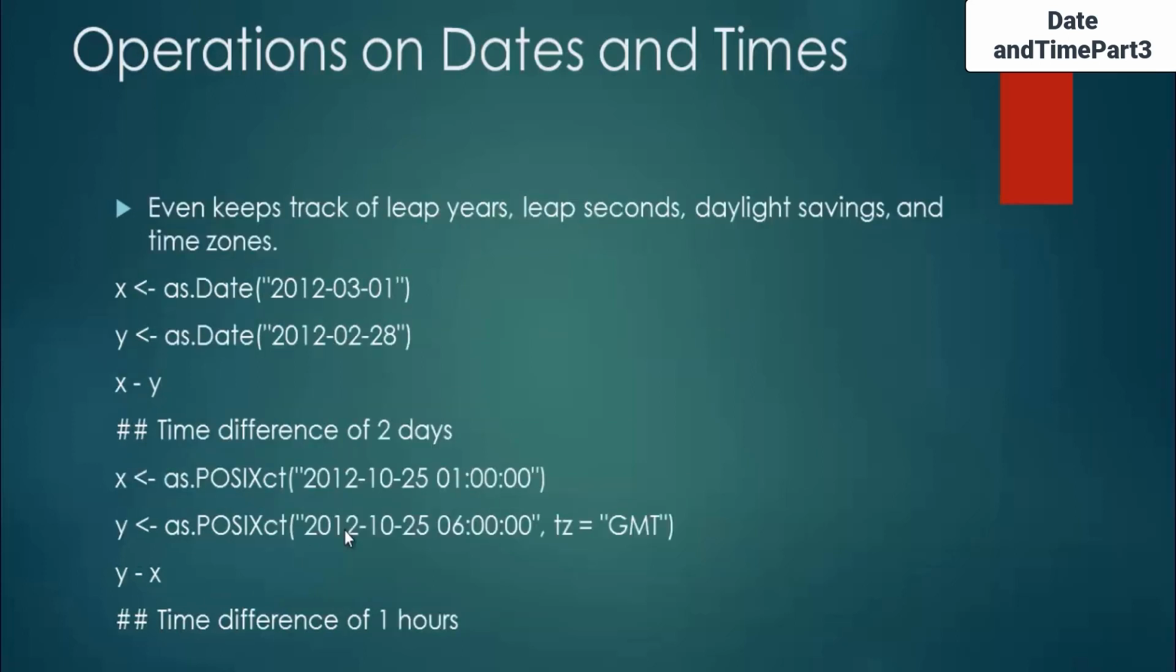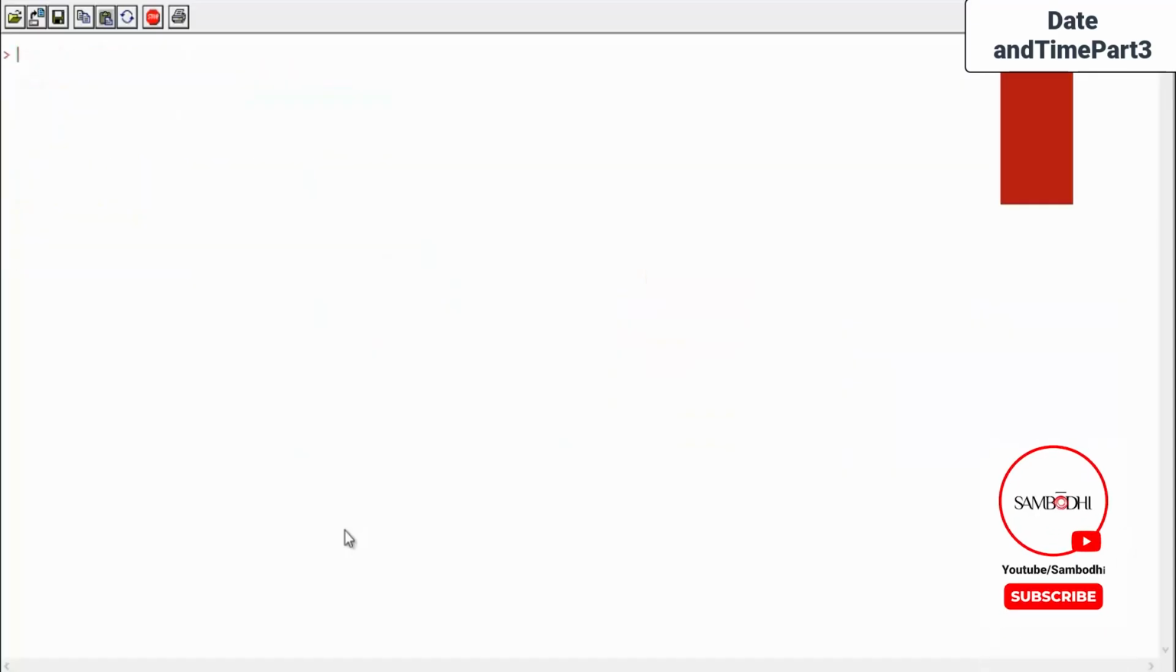So moving on, you can even keep track of leap years, leap seconds, daylight savings, and time zones. Daylight savings is a concept in the United States and a lot of other countries as well. As for time zones, we are currently in IST, Indian Standard Time. So now let's see some functions.